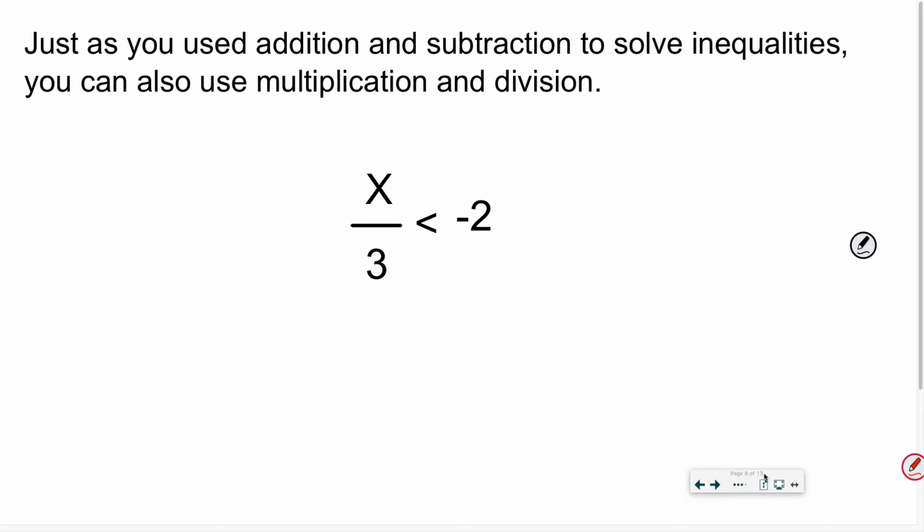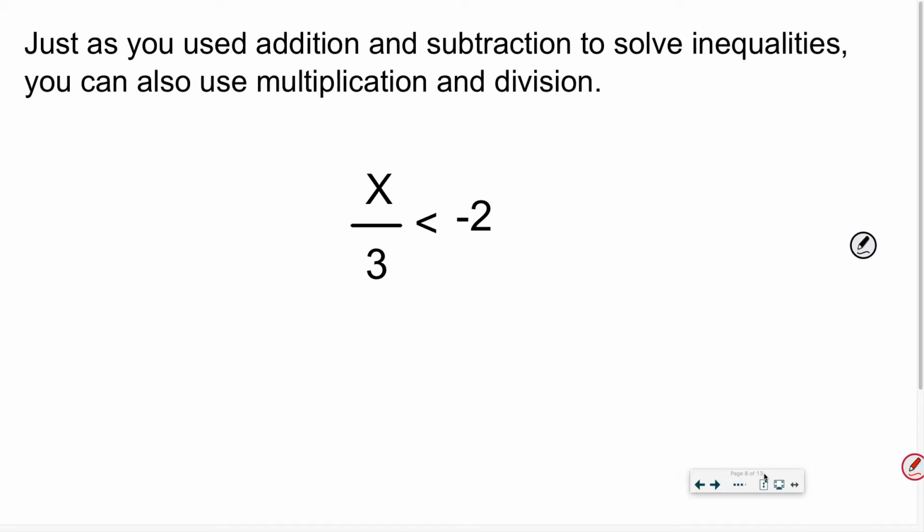So what about this? What would you do here? How would you solve this? We're still isolating the variable. So we still have to identify what operation is happening to our variable and how we can undo that. What operation is happening to x? We're dividing it by 3. So how can I undo the division of 3?